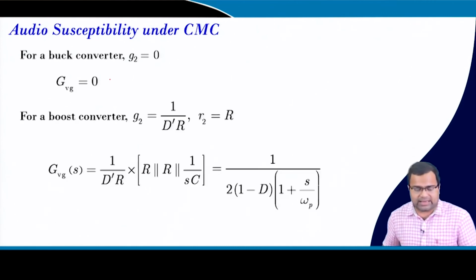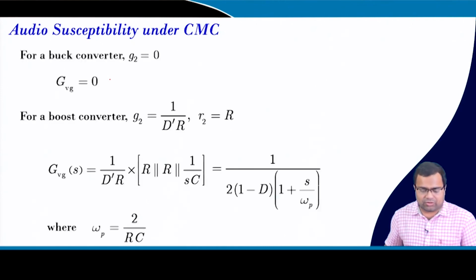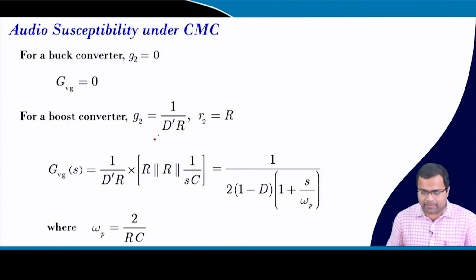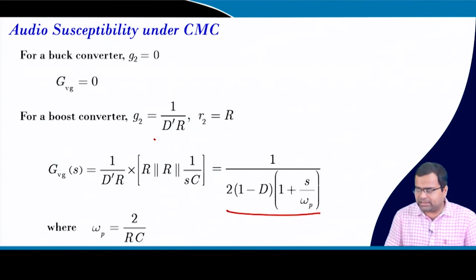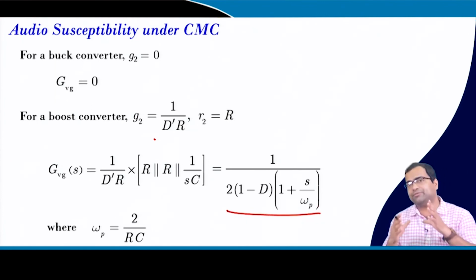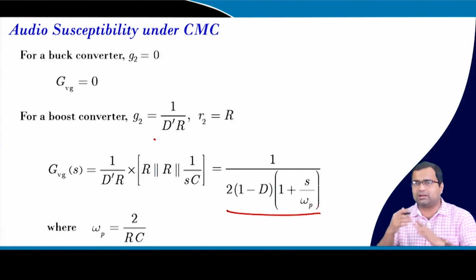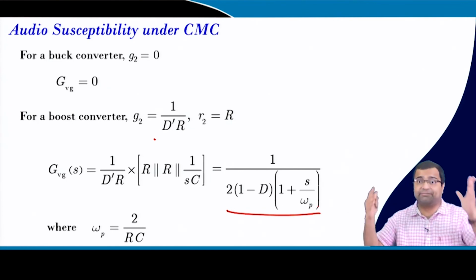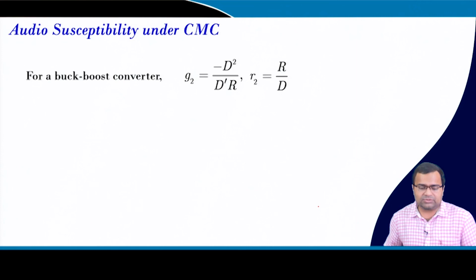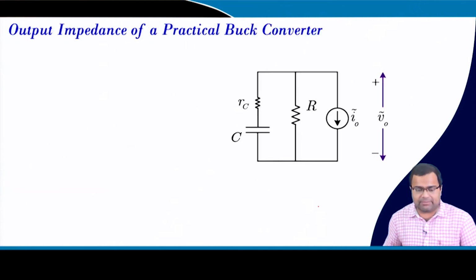So, for the boost converter again we can derive audio susceptibility; it is not exactly 0 for a boost converter. Okay. It has a pole effect. So, if you change the supply voltage for a boost converter, there will be some first order effect also. So, the buck boost converter also you can derive.